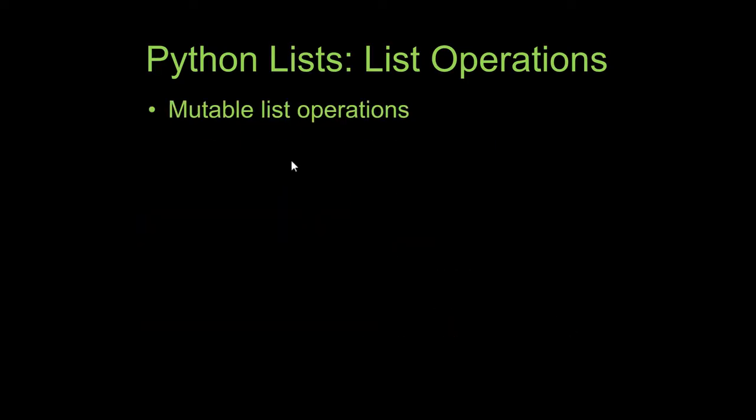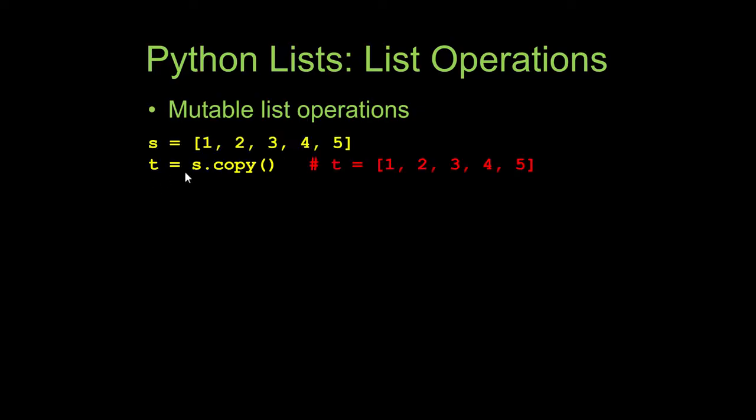We also have operations that mutate a list itself. For S, it's a list of 1 to 5. If you copy the list S to T, you get T as 1 to 5. In this case, no change to S. S.reverse is to reverse the items in S. In this case, from 1 to 5 become 5 to 1. In this case, T doesn't change, as T is a copy and not an alias of S.